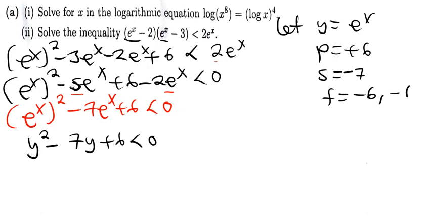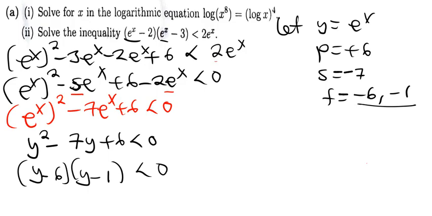The next thing I'm going to do is I'll just replace them. Now if the coefficient of this guy is positive 1, these are your answers. You just say y minus 6 and y minus 1, like that, less than 0. So y will be less than 6, again y will be less than 1, like that.